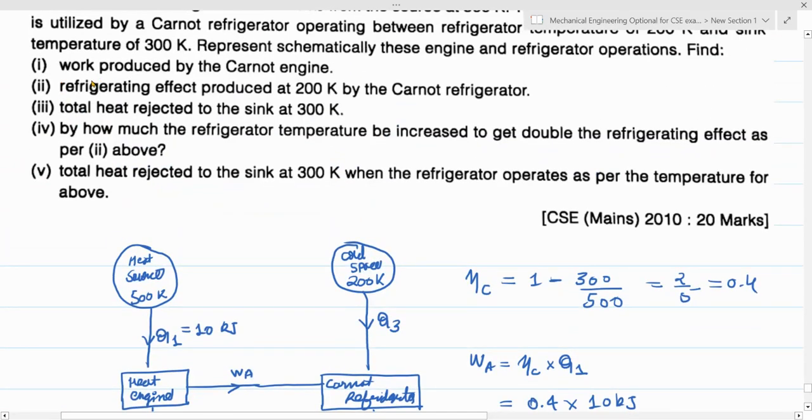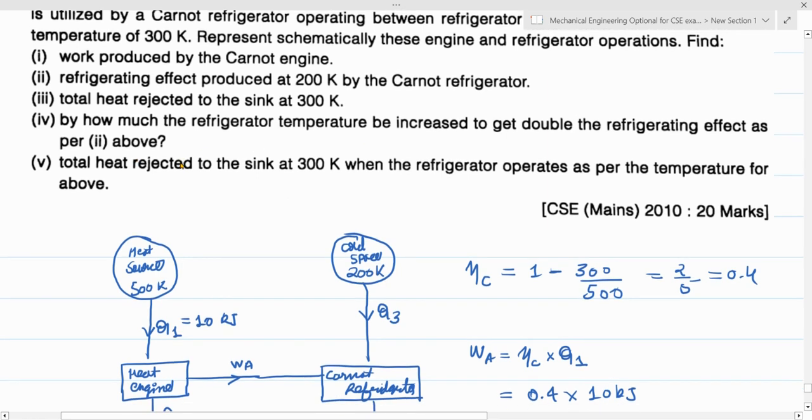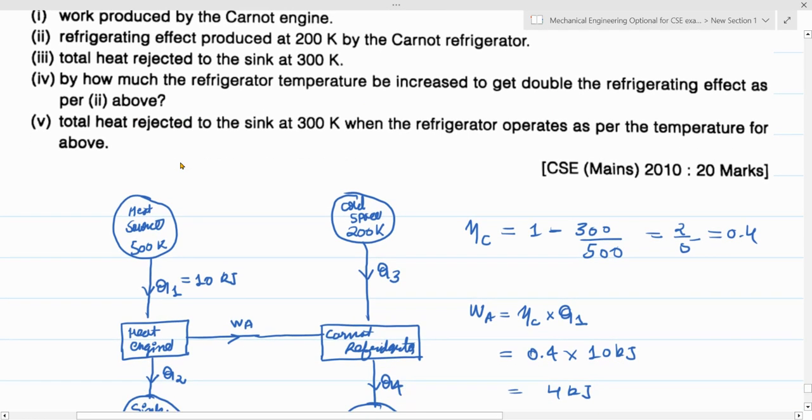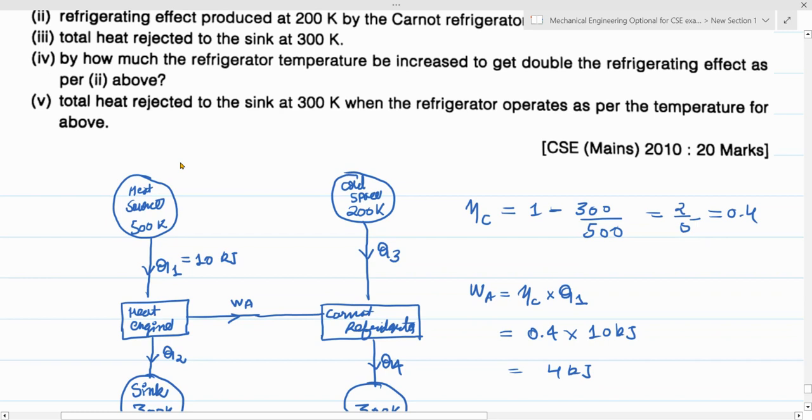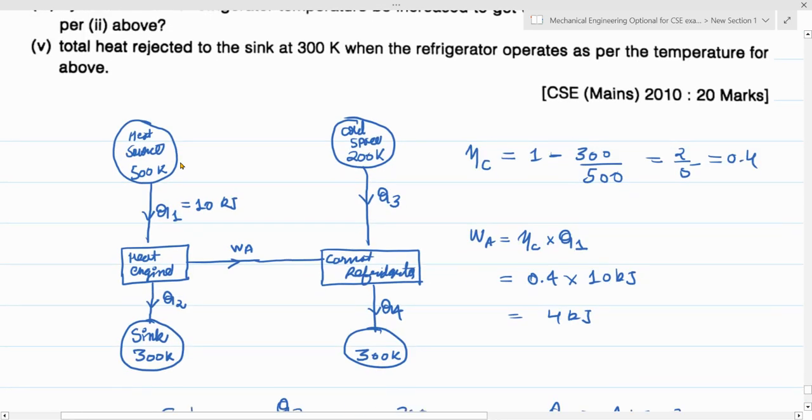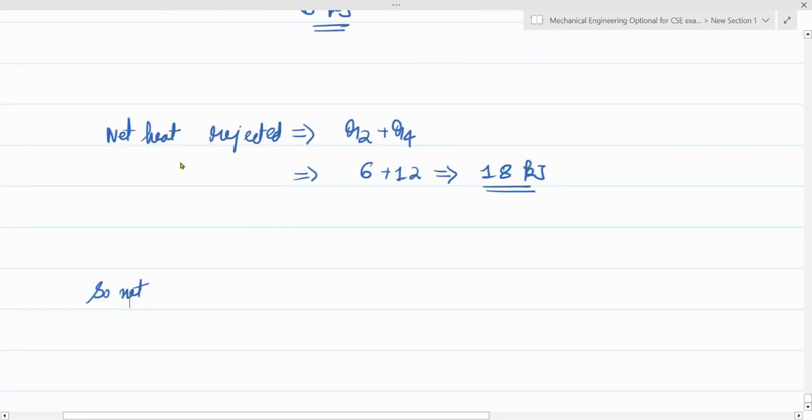So in this question we have calculated the work produced by the Carnot heat engine. Second thing, we have found the refrigerating effect produced at 200 Kelvin by the Carnot refrigerator. And third thing, we have found out the total heat. Now the fourth thing is by how much the refrigerator temperature must be increased to get double the refrigerating effect as per the two above. So in question 2 we got 8 kilojoules as the refrigerating effect. Now we multiply by 2, we get 16 kilojoules.